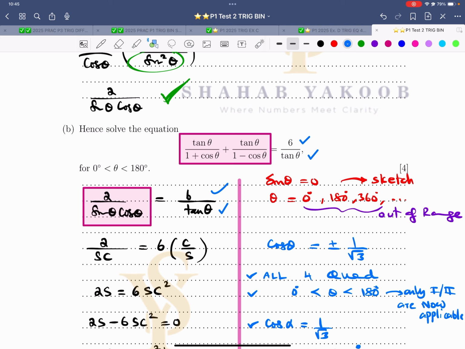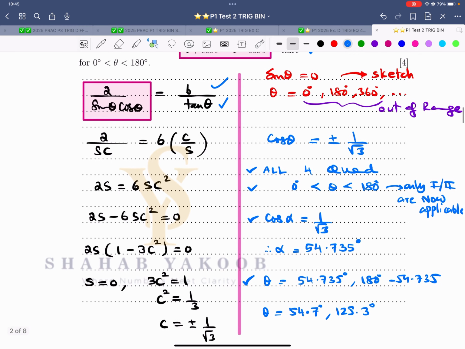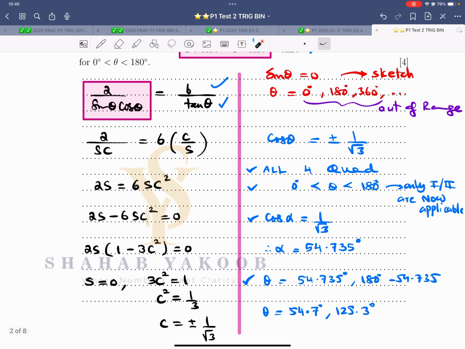And then you cross multiply, and before that you write tangent as sine over cos. Since tan is in the denominator, 1 over tan becomes cos over sine. So let me also highlight this thing.